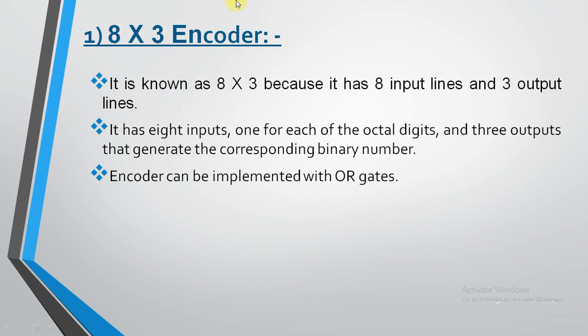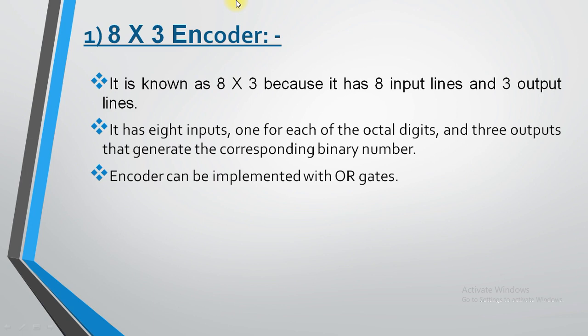Over here we are going to understand the theory of the 8 by 3 encoder. Now 8 by 3 means there are 8 input lines and 3 output lines. At a time only one input line is activated. So that is the reverse operation of the decoder. We have input in the form of octal and output in the form of binary numbers. Encoder can be implemented using OR gate and decoder can be implemented using AND gate.